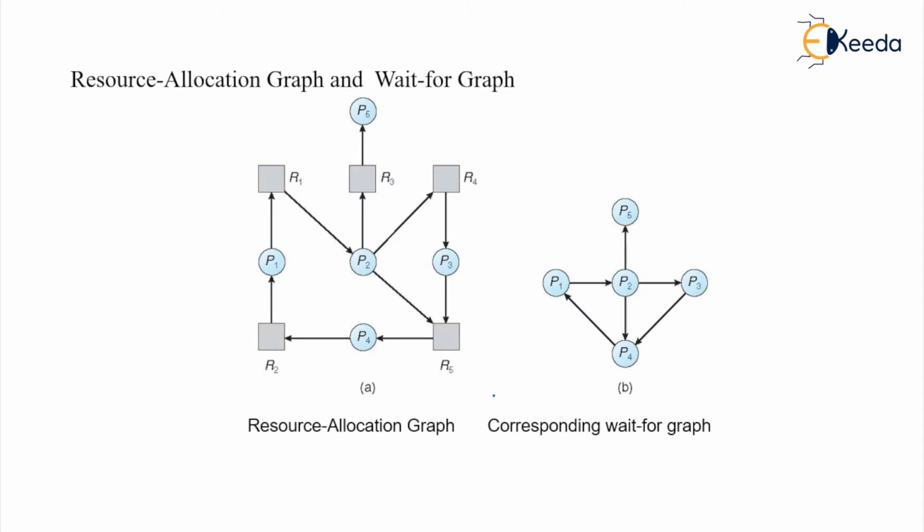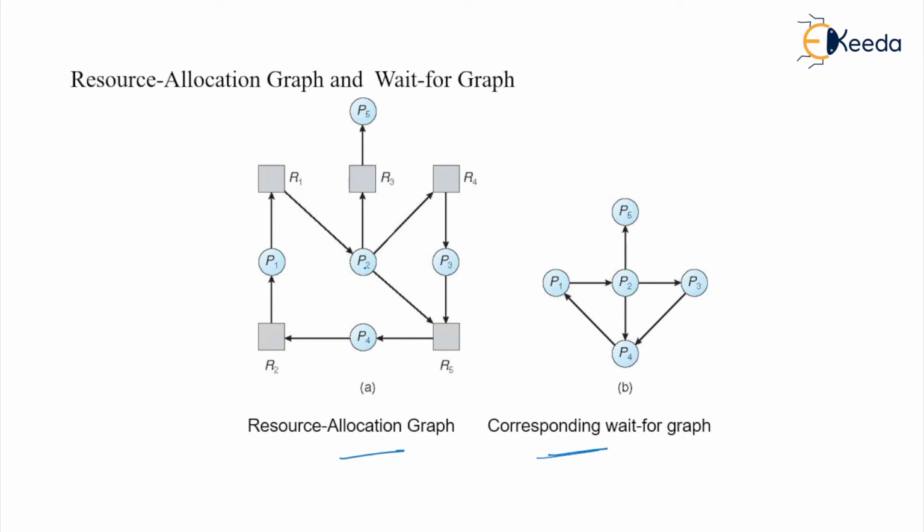This is an example of a resource allocation graph, and this is an equivalent wait-for graph. P1 is looking for R1, and R1 is allocated to P2, so from P1 to P2 there is an edge. P2 is looking for R4, and R4 is allocated to P3, so from P2 to P3 there is an edge. P3 is looking for R5, and that is allocated to P4, so there is an edge.